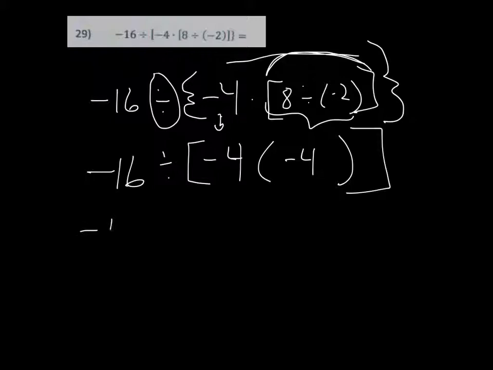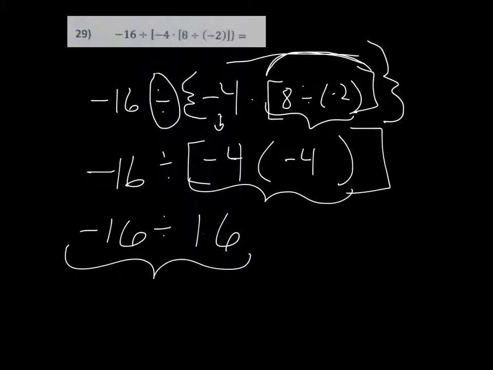Okay, now we need to do the rest of what's inside parentheses or brackets. So we got to do negative 4 times negative 4. Well, negative 4 times negative 4 is a positive 16, right? So now we're at a negative 16 divided by negative 16. So now that we've solved everything on the right hand side, we can now just solve this guy. 16 divided by 16 is 1, and a negative divided by a negative is positive. So this is our answer to number 29.